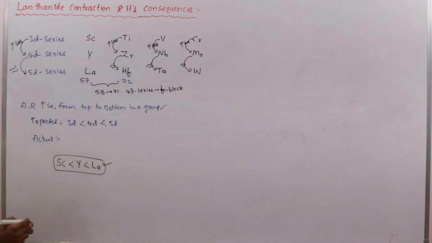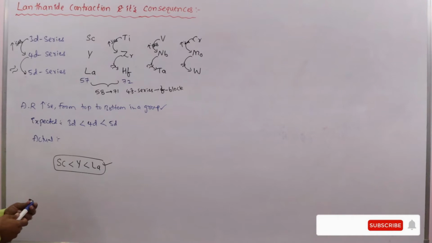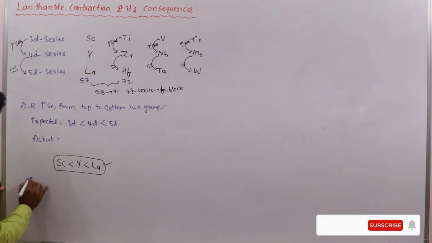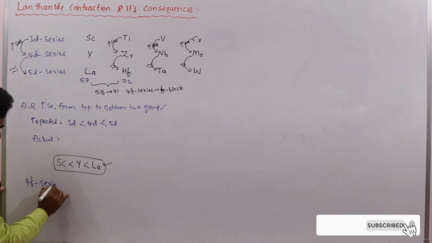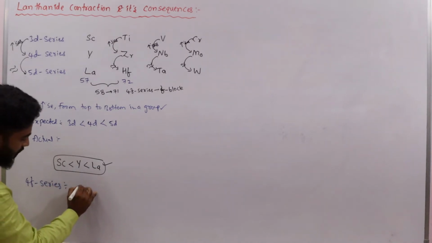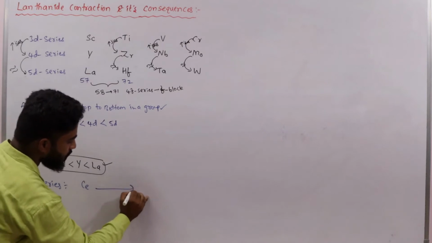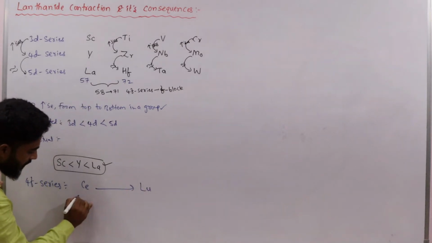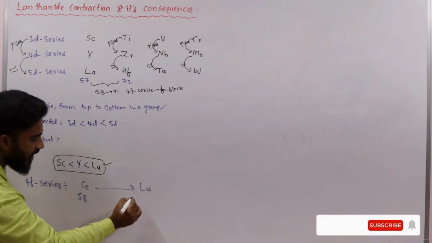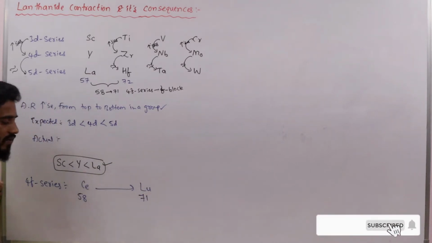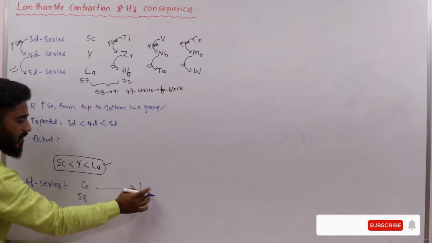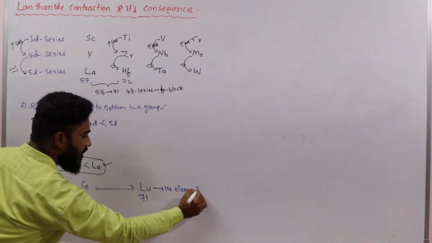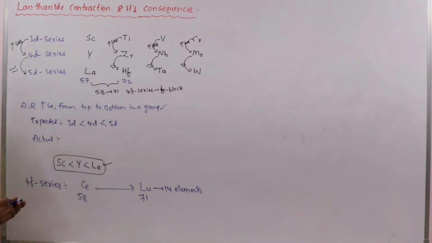So what elements are present in the f block? They are from the 4f series. I am taking here cerium to lutetium. Cerium's atomic number is 58 and lutetium's atomic number is 71. From cerium to lutetium, there are 14 elements in total.